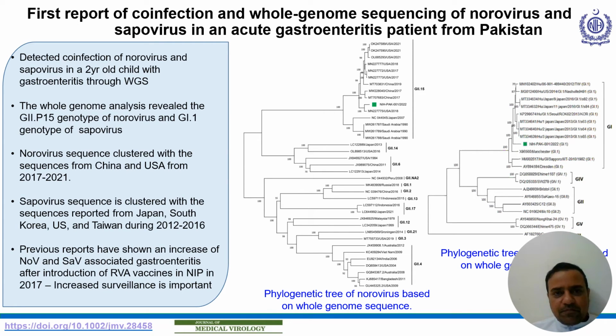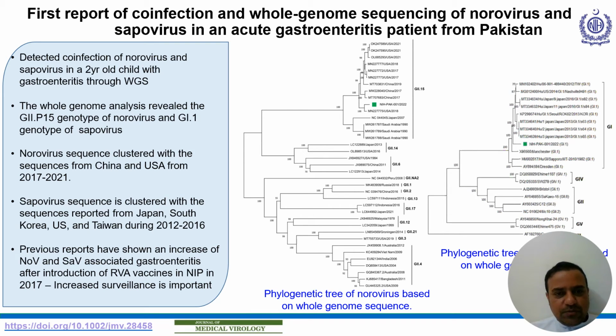In Pakistan, we at NIH especially do surveillance of rotavirus in pediatric patients. In children less than 5 years of age, we have sentinel surveillance. Apart from that, we used this metagenome approach in a child of 2 years of age having gastroenteritis, and we saw that the patient was infected with norovirus and sapovirus. After rotavirus, norovirus is one of the common causes of gastroenteritis in children worldwide.